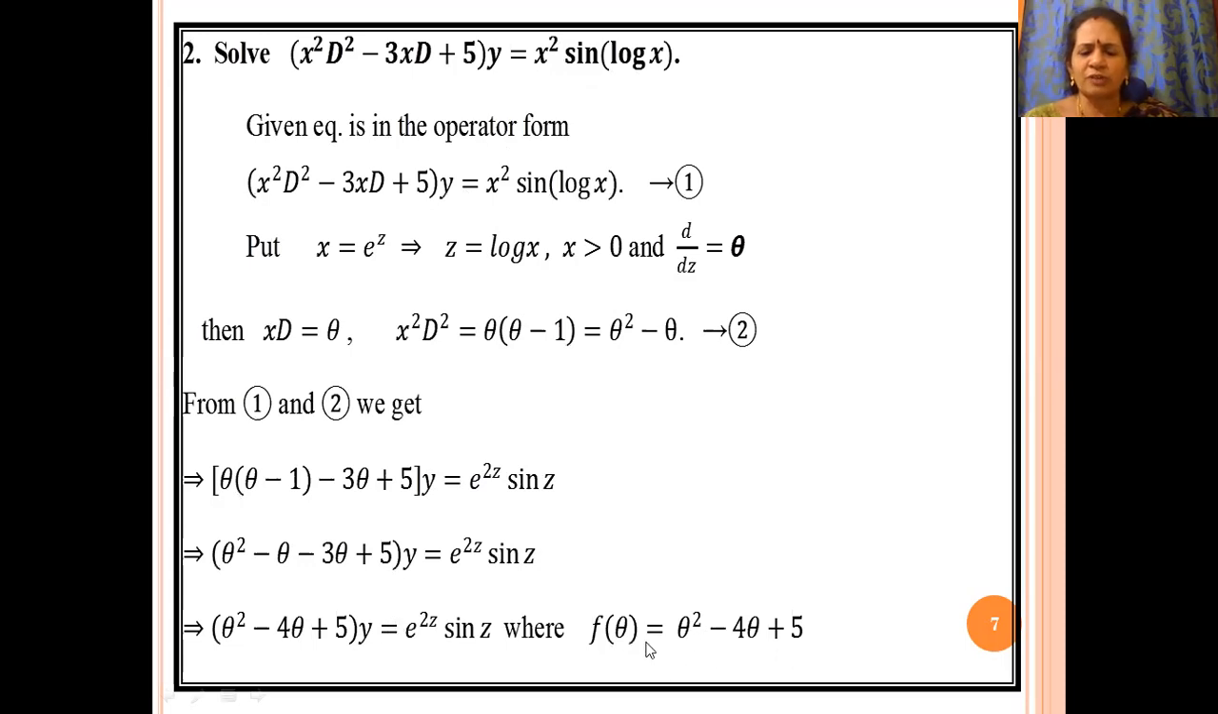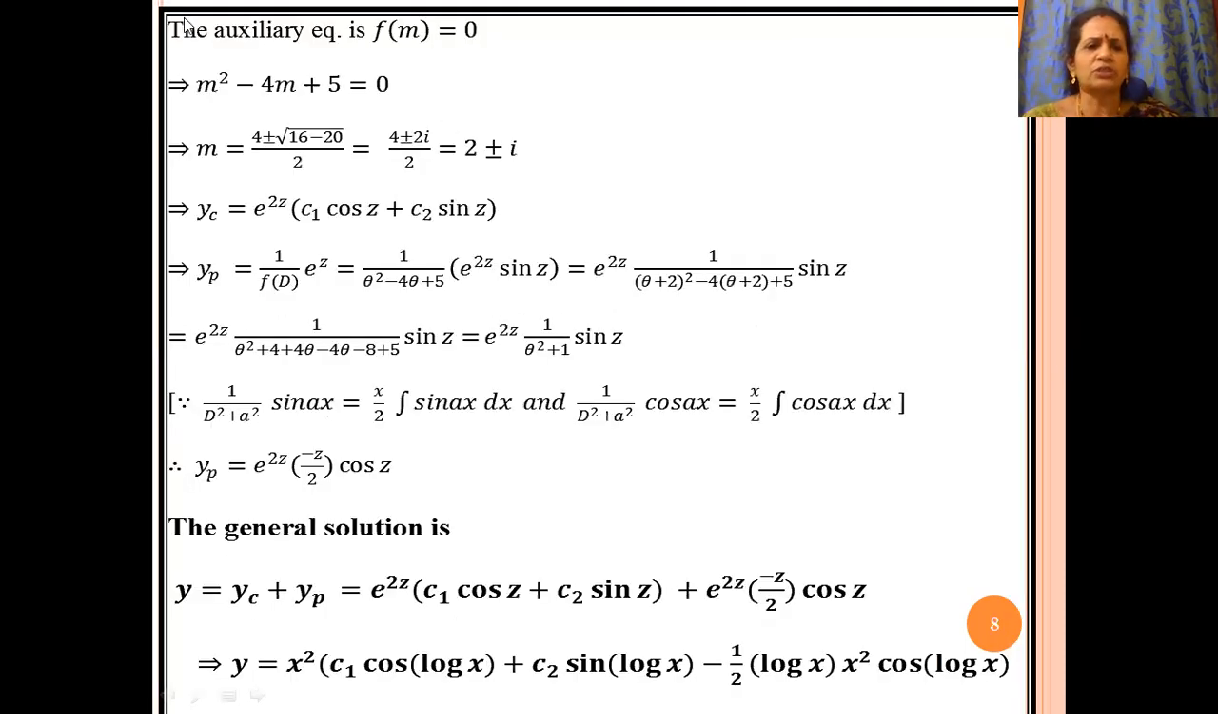Now from that, write down the auxiliary equation. The auxiliary equation can be written as f of m is equal to 0. That is nothing but m square minus 4m plus 5 is equal to 0. Again, the roots of m we got in the form of the complex number a plus or minus ib. So here a is 2, b is 1 because the i coefficient is 1. From that, complementary function yc can be written as e power az, so because a is 2, into c1 into cos bz, b is 1, plus c2 into sin bz, b is 1.